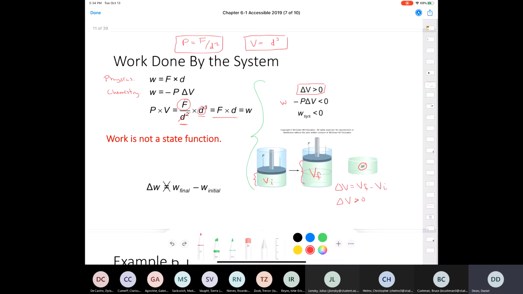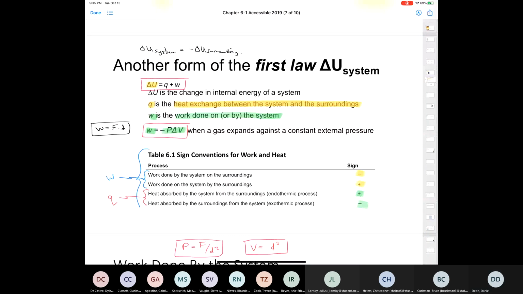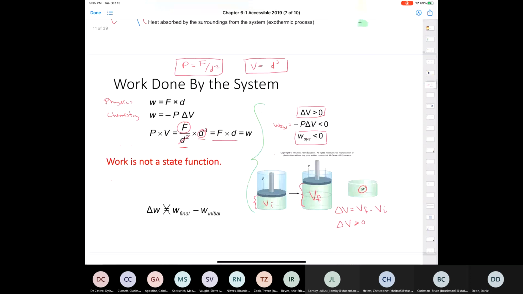maybe I should put work of the system, just to clarify. The work of the system, which again is equal to negative P times delta V, is going to be a number less than 0. So the work done by the system will be a negative number, which is less than 0. Let's go back here and check. When work is done by the system on the surroundings, right? This is the scenario, let's say, where a gas expands, the sign of work is going to be negative. I love it when a plan comes together.